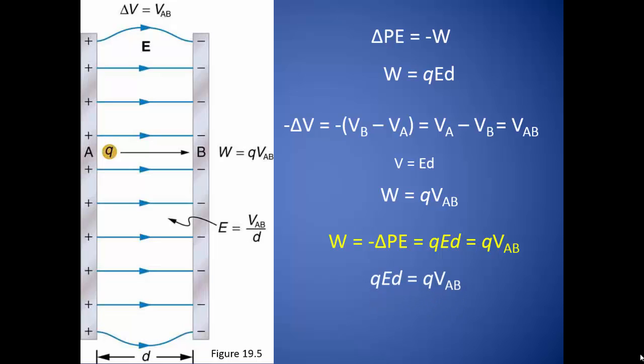But wait, it gets better, because we can take those two expressions for work and set them equal to each other. We can cancel out the charges to find a lovely expression for the voltage across two points in a uniform electric field. So the change in potential of an electric field is equal to the strength of the electric field times the distance that charge moves.